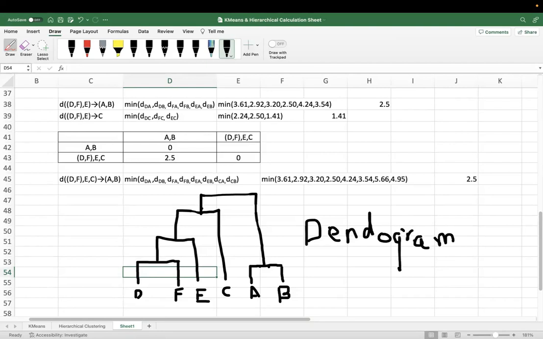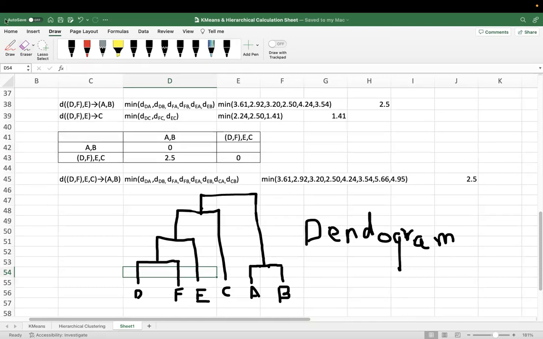This is the cluster dendrogram, which we will get after doing the clustering analysis. It is a tree-like structure where you have the grouping of clusters based on distance. So this is the process of hierarchical clustering using single linkage. If you are using complete linkage, you have to take max instead of min. In average linkage, you have to calculate the average of all the distances, which is a little bit complex calculation. Single and complete are easy to calculate.